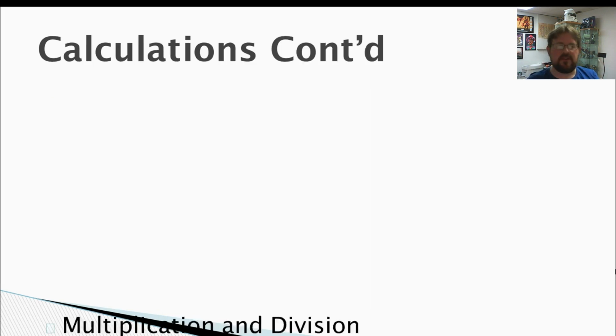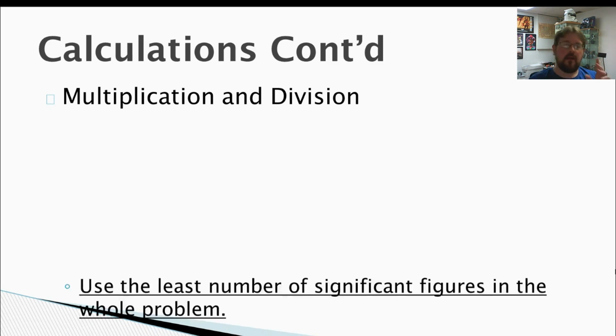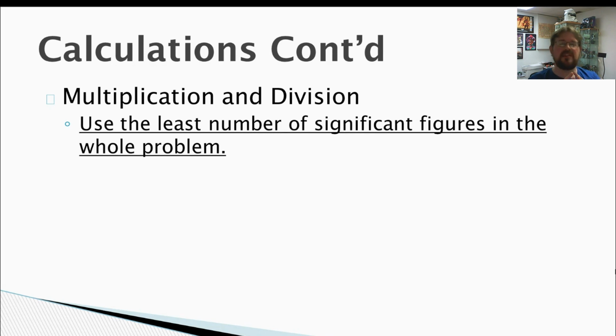So calculations continued. Yesterday we talked about addition and subtraction. Remember, you round your answers in addition and subtraction based on the number of digits past the decimal. What about multiplication and division? In multiplication and division, you use the least number of significant figures in the whole problem. So again, you're going to look at the numbers that you multiplied or divided, and you're going to count the sig figs this time. So don't forget your sig fig rules. If you need to, go back. Tuesday, May 5th's lesson was all about identifying sig figs. Double check those rules, okay?